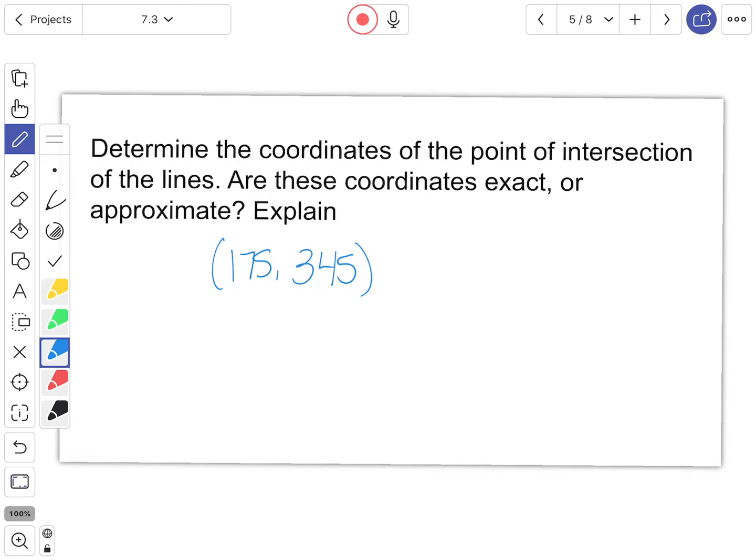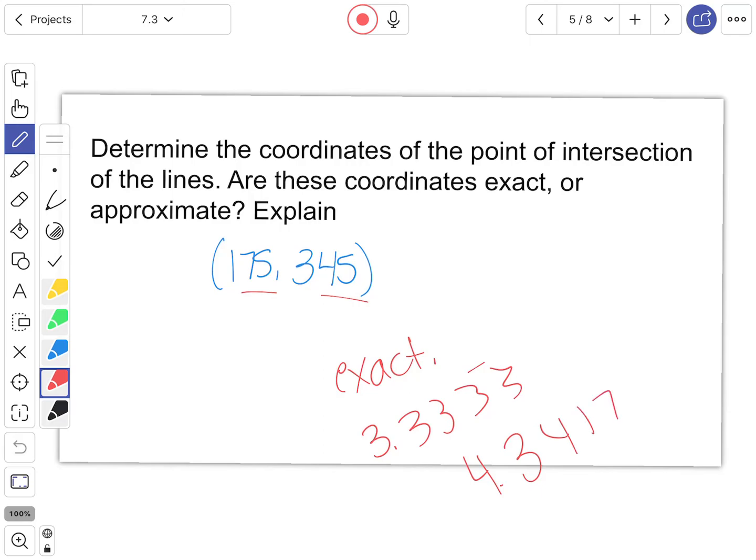Are these coordinates exact or approximate? Well, because they're a whole number, there's no decimal. These are exact. If it was something like 3.3333 repeating here, that would be an approximation. And if it was something like 4.341732..., that's obviously another approximation of an irrational number. So that might be a little bit more tricky.